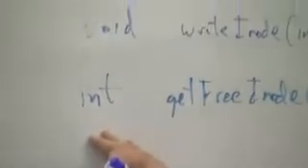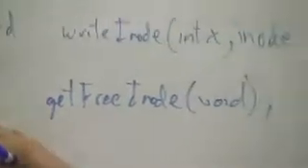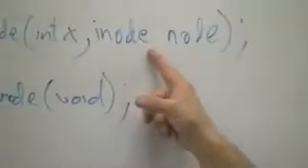So now, what do I get back? A void? What do I get back here? I get the inode number of a free inode. Then I would record my data in one of these structures, right? And then I would use write inode to put it back. Does that make sense?